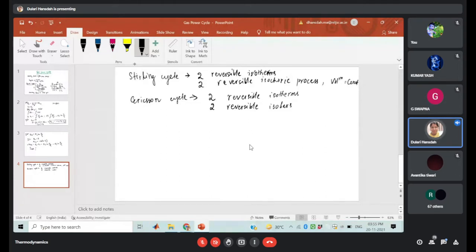Now we will discuss the internal combustion engine. Basically, we are considering the reciprocating engine.